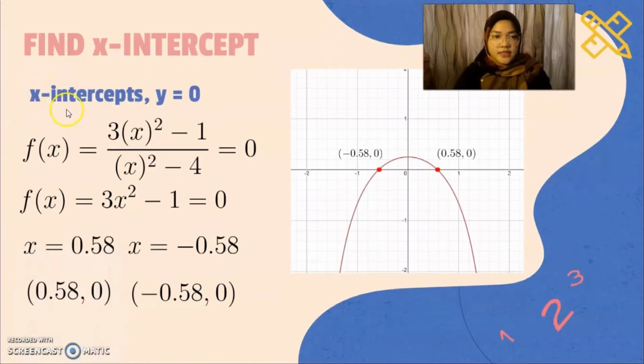Next, to find the x-intercept, y must be equal to 0. So from the equation, f(x) equal to 0, represented by y equal to 0, we can get the two values of x, which are first 0.58 and the second is negative 0.58. So basically we know that in our quadratic graph, you can get 2 points in the coordinate system: first is negative 0.58 for the x and 0 for the y, and the second is 0.58 for the x and 0 for the y.